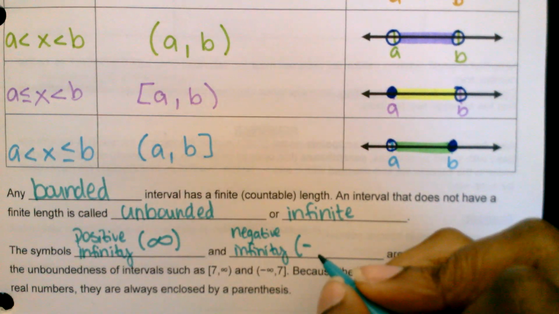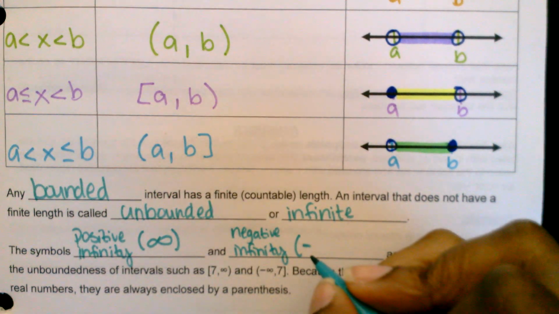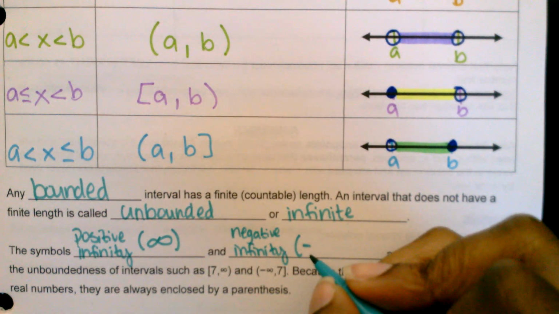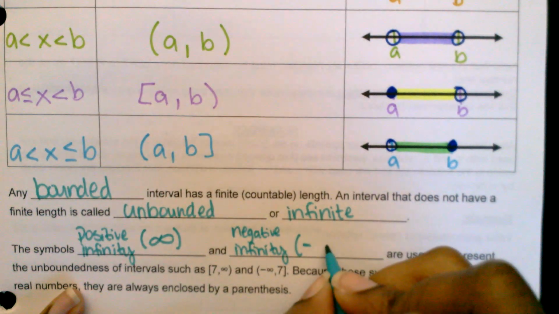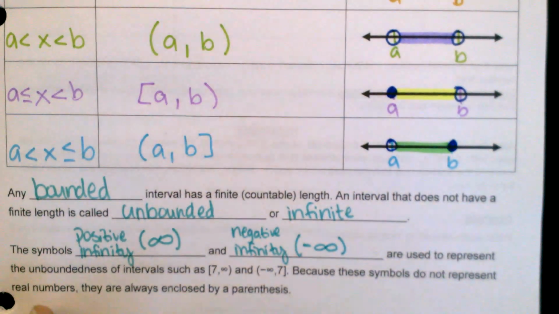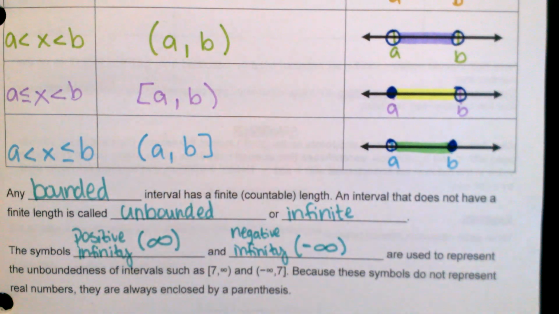The negative infinity must have the minus sign in front of it. Okay? It must have it. So, positive infinity and negative infinity are used to represent the unboundedness of intervals.